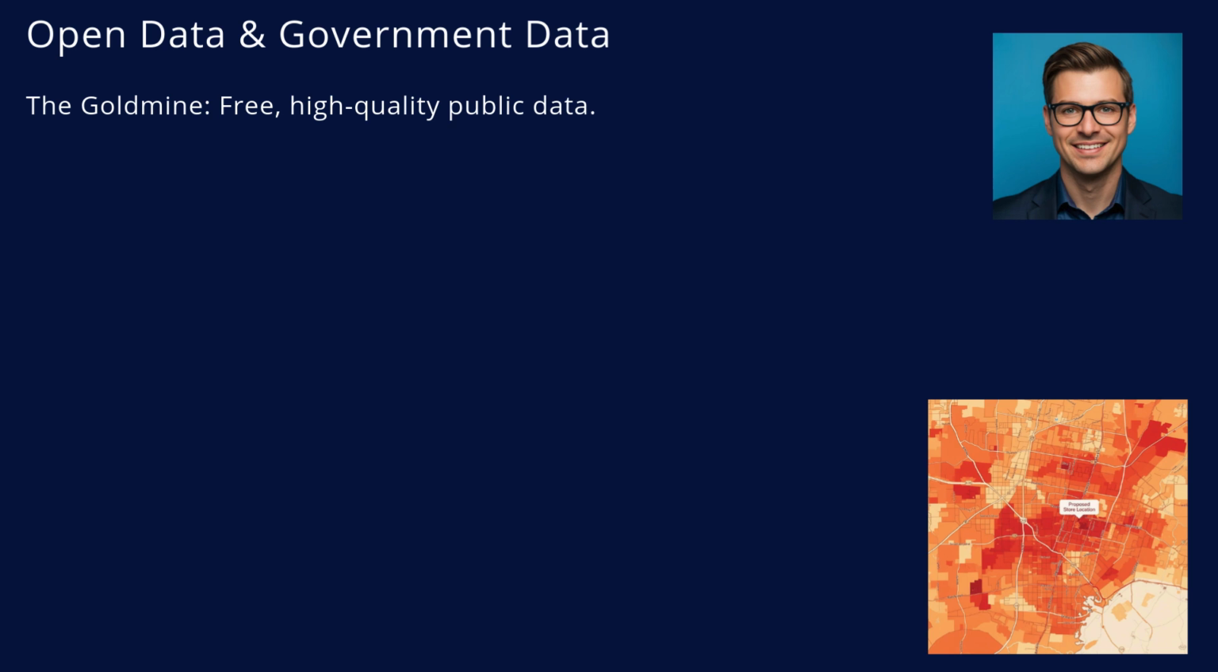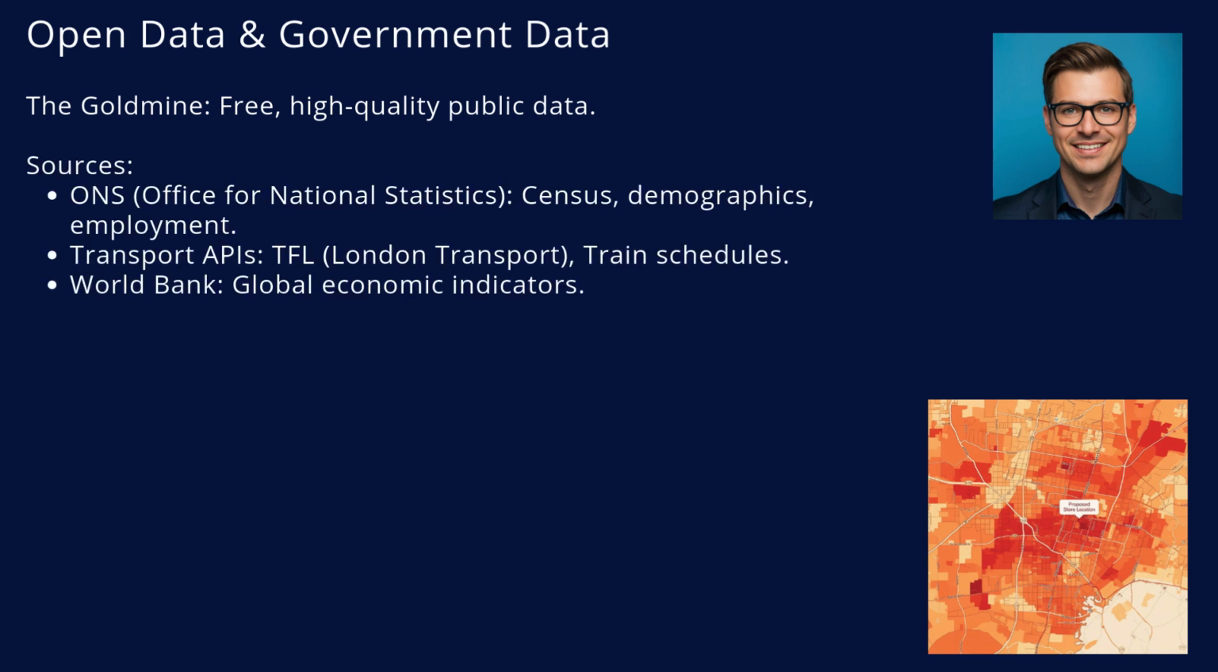Another huge external source is open data and government data. This is a goldmine that is often free. In the UK, the ONS, Office for National Statistics, provides census data, age, income, employment. You can get transport data from TfL. You can get global economic data from the World Bank.